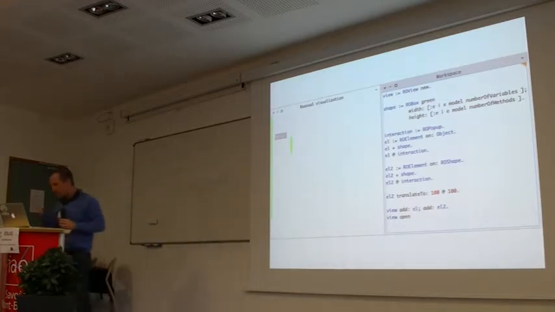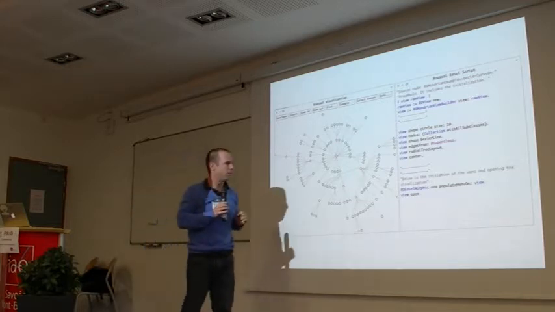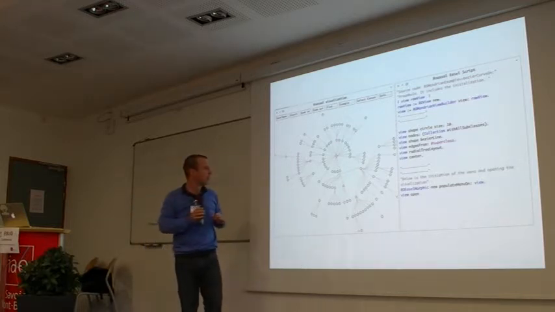And then there are many things that come around. For example, here, this is a radial tree layout, and that uses some basic curves.